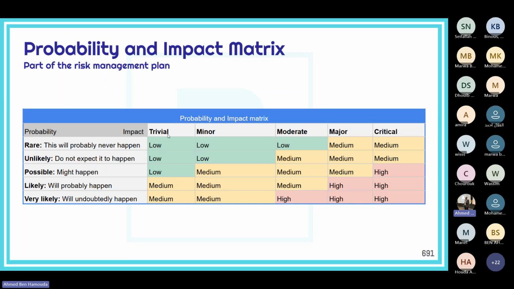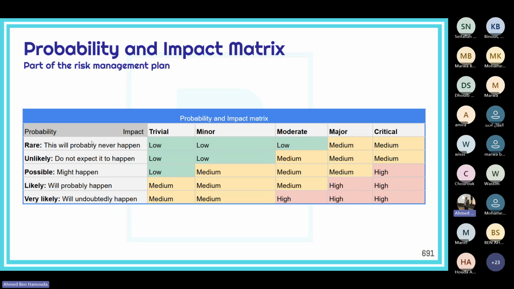So, for example, trivial, that's almost nothing, like none, minor, moderate, major, and critical impact levels. So here we have defined, for example, just in this example, okay, 5 impact levels, 5 probability levels, and then we have created a matrix out of these 5 levels on each side. Okay, so for a rare probability event with a trivial impact, we're talking about a very low risk, almost not a risk, to be honest.